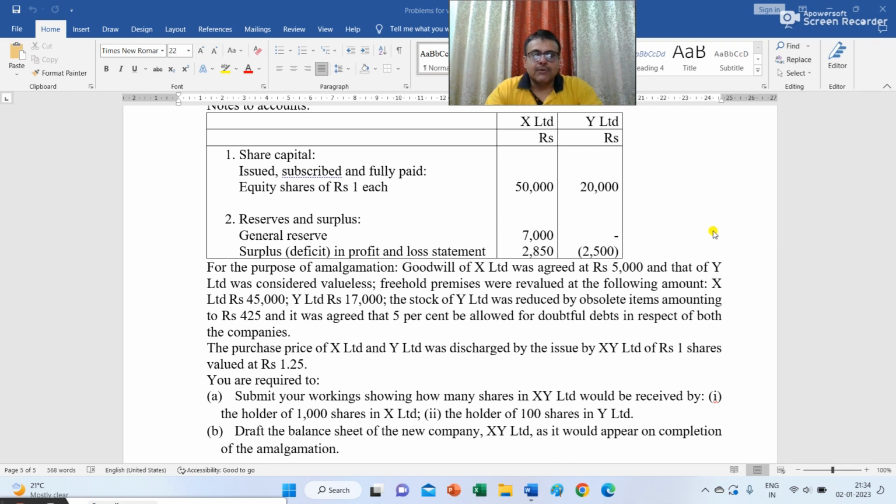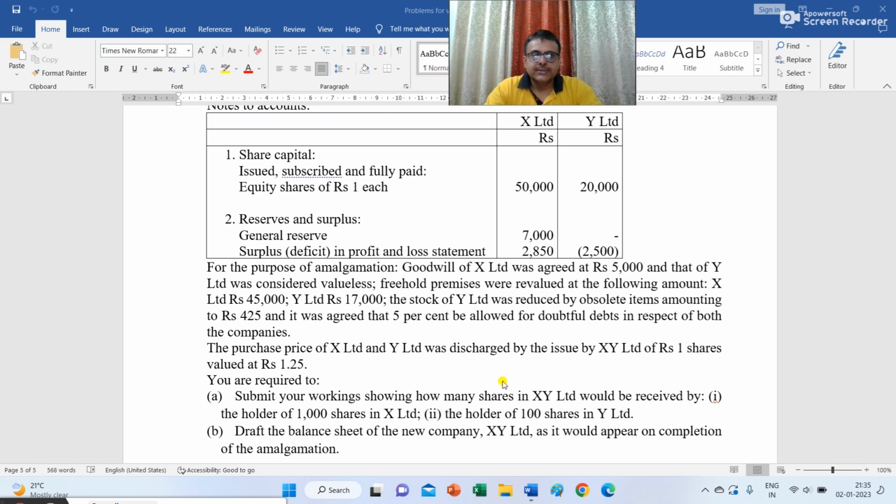The purchase price of X Limited and Y Limited was discharged by the issue of XY Limited's rupee 1 shares valued at rupees 1.25. You are required to submit your workings showing how many shares in XY Limited would be received by the holder of 1,000 shares of X Limited and the holder of 100 shares of Y Limited. And in point B, we have to draft the balance sheet of the new company XY Limited as it would appear on completion of the amalgamation.